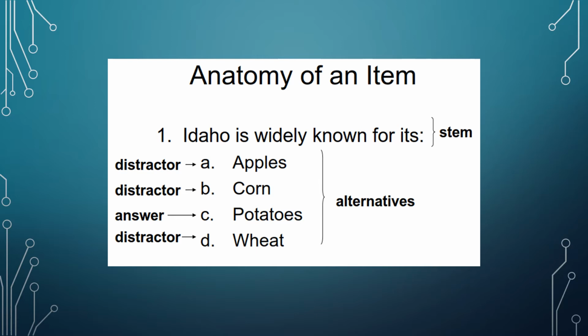Real quickly, here we have the anatomy of a test question. Test developers call them items because they're not always questions. For instance, here we have a prompt and we call that the stem. "Idaho is widely known for its" is not a question. Then we have the alternatives. All these make up the alternatives, and we have 3 distractors, which are the incorrect responses: wheat, corn, and apples. And then we have the correct response, which we call the answer or keyed response: potatoes.